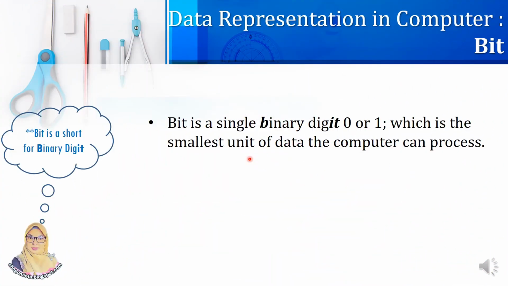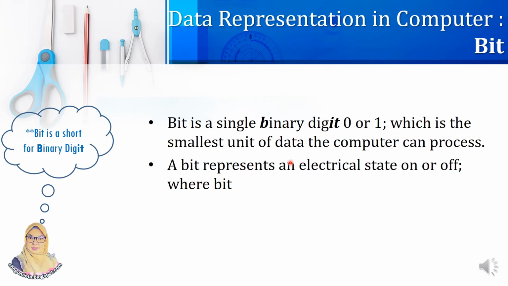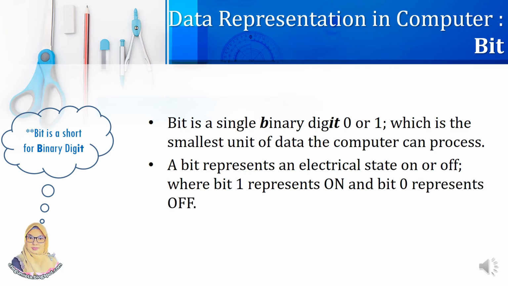So how is data represented in computer? As we mentioned before, computer only recognizes two states, on and off. So the smallest unit that a computer can process is 0 or 1. It is known as a bit. Bit is short for binary digit, B-I-N-A-R-Y digit. A bit represents an electrical state, on or off: 1 for on and 0 represents off.